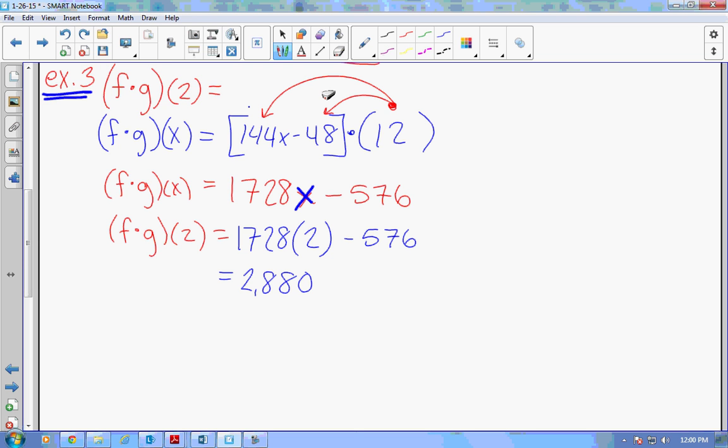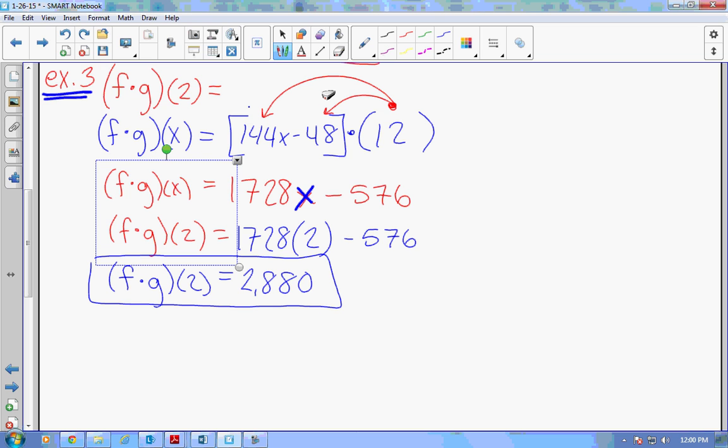And with your answer 2,880, I want you to write f times g of 2 equals 2,880. Okay? Did you not get 2,880? So when we have an x, you just do whatever operation it says. But if it's evaluated at a different number, at the end you have to plug in that number. Okay? Let's finish this first.